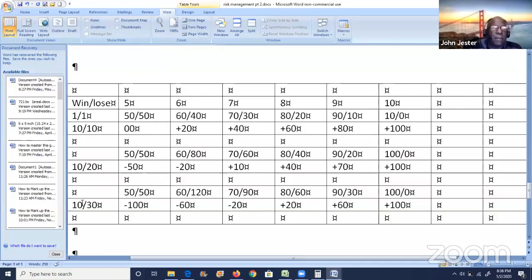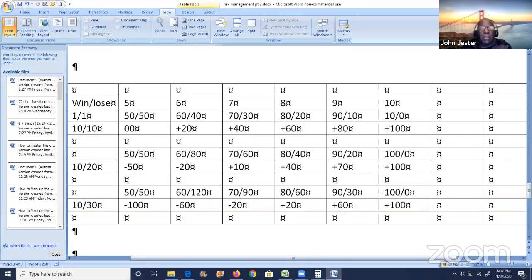This is a 1-to-3, 10 pip win, 30 pip stop loss. Okay, the first 5 is going to put you in the hole 100 pips. So you know you got to win more than 5. You go to 6, you're going to be in the hole 60 pips. 7 trades out of 10 trades, you're going to be in the hole 20 pips. You have to get 8 out of 10 in order to be in profit. And then 9 out of 10, which the analyzer, you know, is a 93% win ratio.